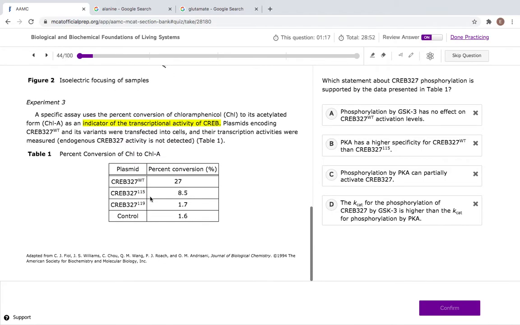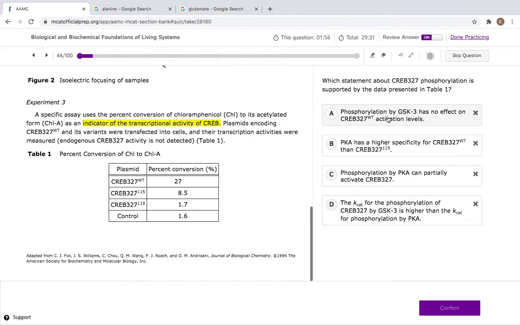So when we're not phosphorylated at 119, we suck. We're bad. We only have 1.7% conversion. When we are phosphorylated at 119, but we're not phosphorylated at 115, we do better. We got 8.5. And when we're phosphorylated at both 115 and 119, aka the wild type, boom, 27. That's good. And control, when we're not phosphorylated at either 119 or 115, we suck. So the more phosphorylations, the better we are. The more activation. Makes sense.